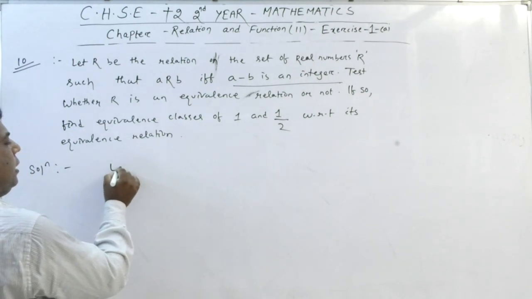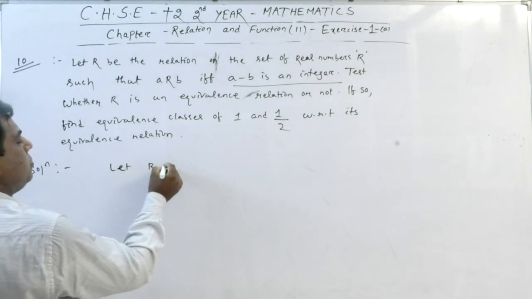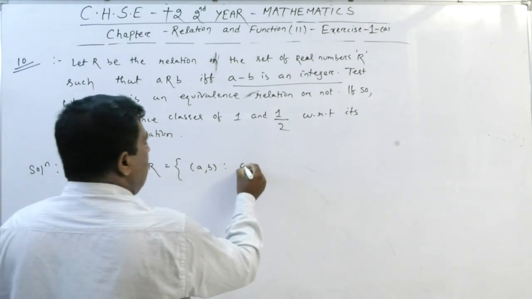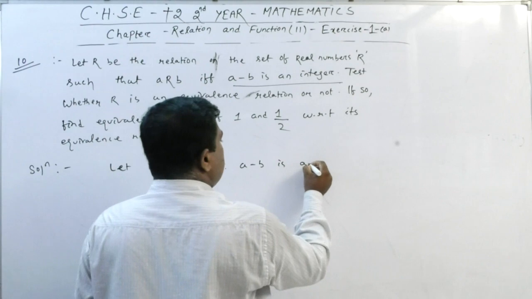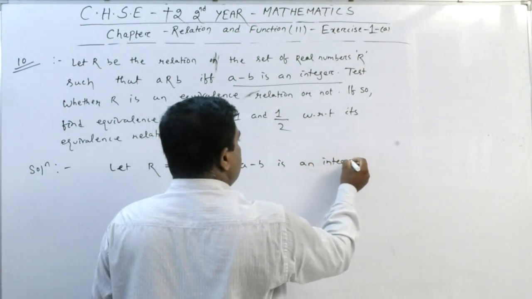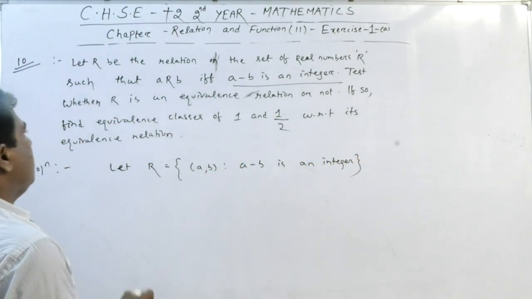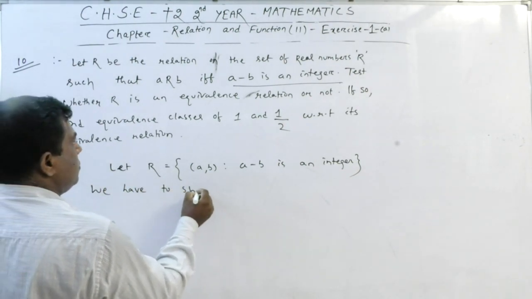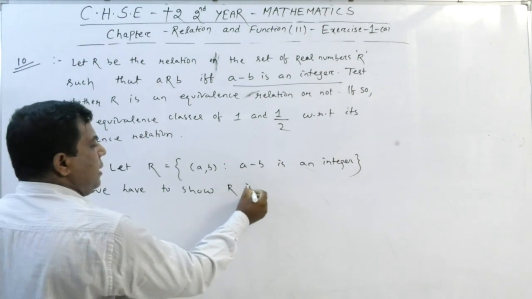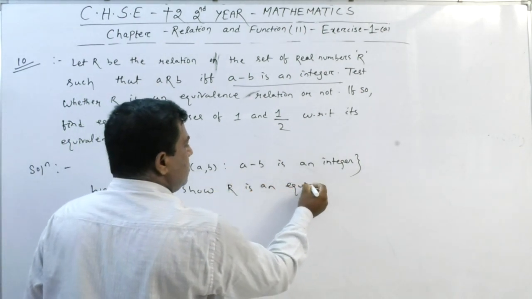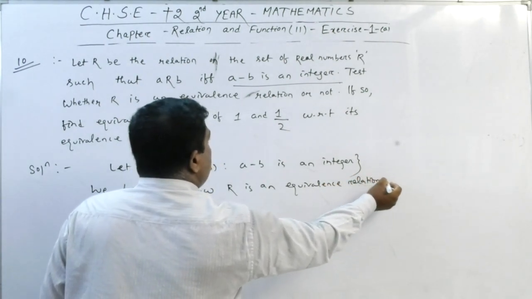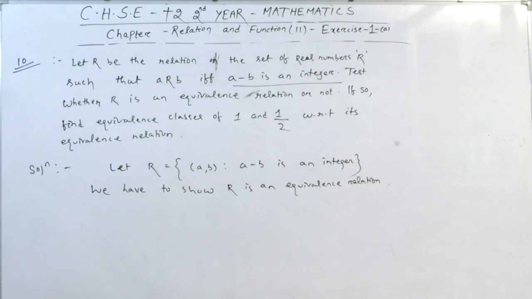Let R equal to the ordered pairs (A, B) such that A minus B is an integer. Okay. We have to show R is an equivalence relation. Okay. Then how to show? For reflexive, we have to check for reflexive.